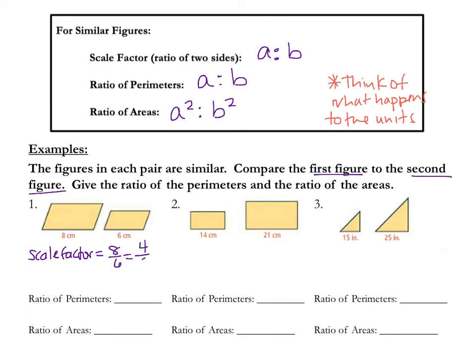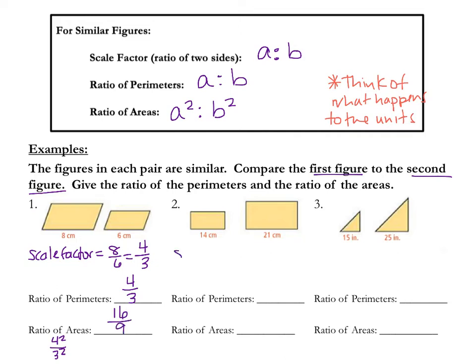So if I reduce that, I get 4/3, and then I need to think about the ratio of the perimeters. The units would stay the same, so the ratio stays the same, so it's 4/3. But for the ratio of the areas, the units do not stay the same. We would end up squaring the units, so we have to square both numbers to get the ratio. So that's going to be 16 over 9.